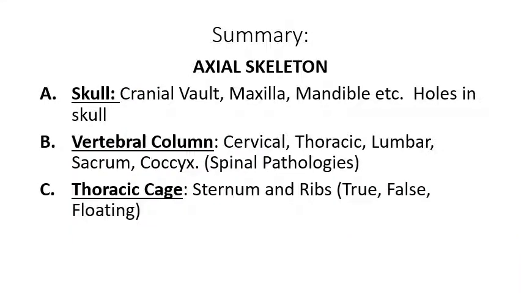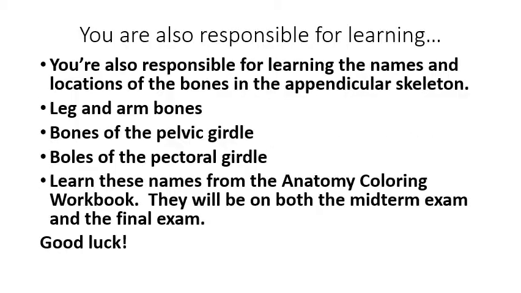All right, to summarize what we discussed: the various parts of the cranial vault, the skull, the mandible, the maxilla, and so on. We discussed some of the holes in the skull, the various characteristics of the spinal vertebrae, some pathologies of the spine, and the ribs, which are the true versus false versus floating ribs, and that is the axial skeleton.